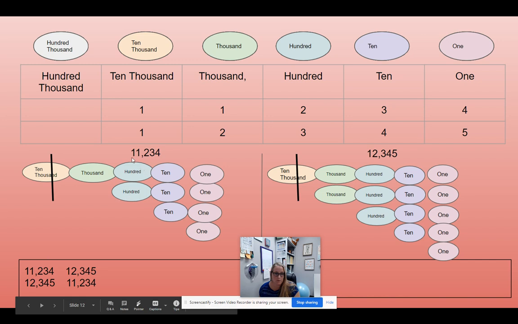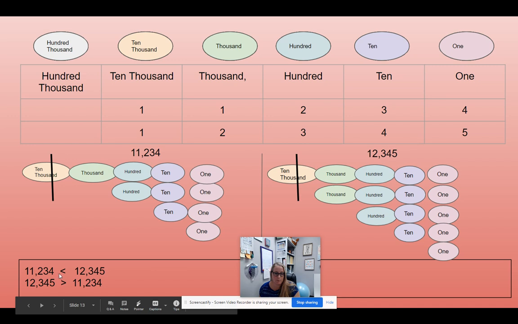So the first one is going to look at 11,234. Is 11,234 greater than or less than 12,345? That's right, it's less than. So I'm going to say less than. And if that's the case, then that means that if I read it the other way, 12,345 would be greater than 11,234. So this is what it looks like with the inequality statements or symbols.